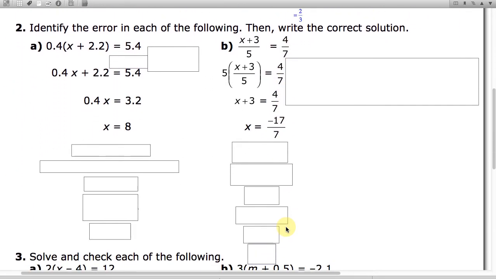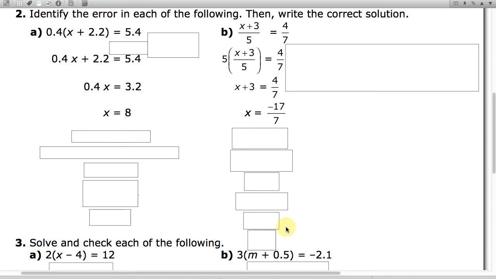So now let's take a look at number 2. And in number 2 we want to identify the error in each of the following equations that were solved and then write a correct solution. So let's take a close look at 2a.